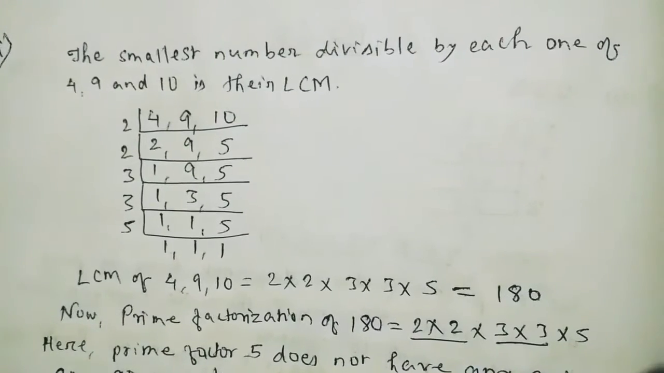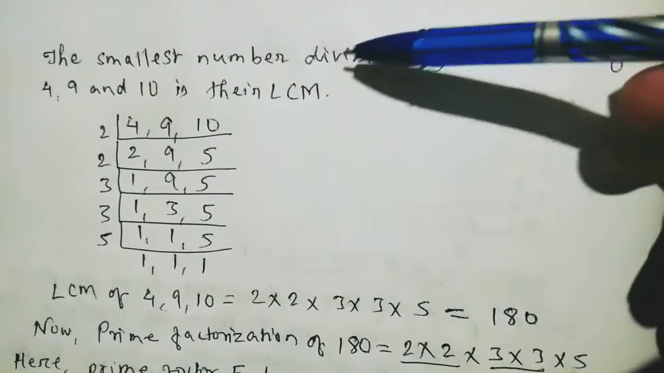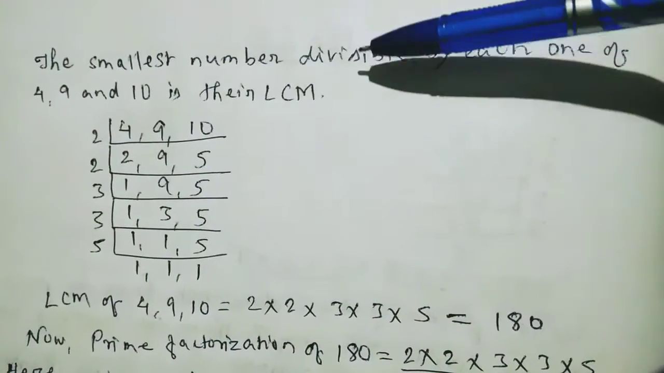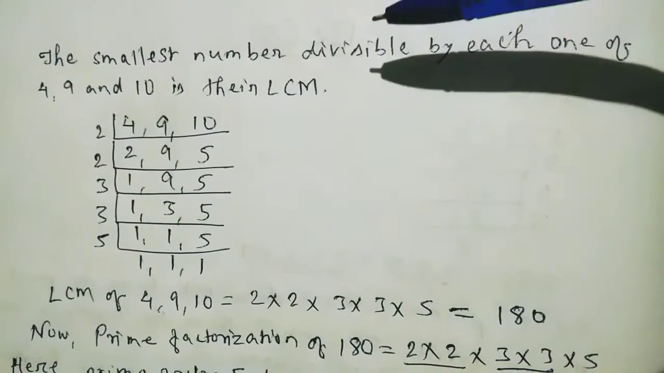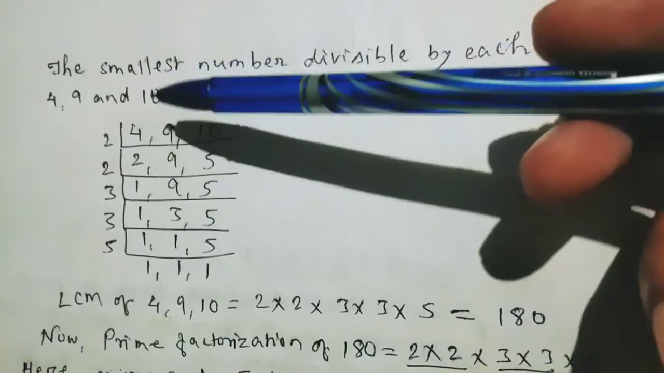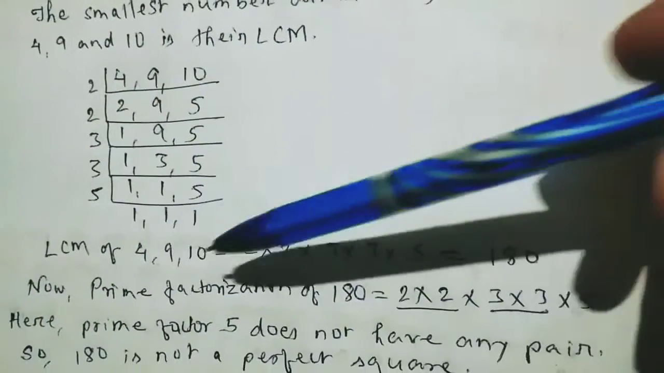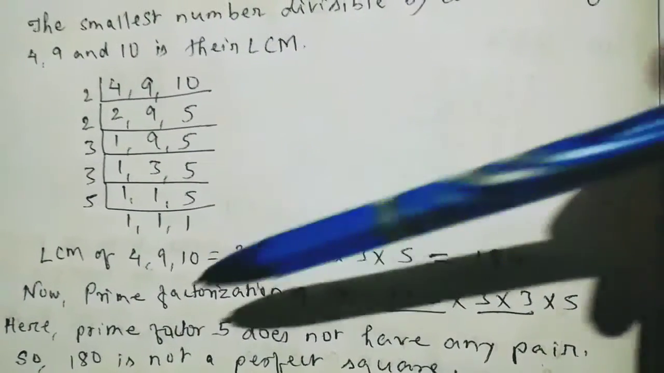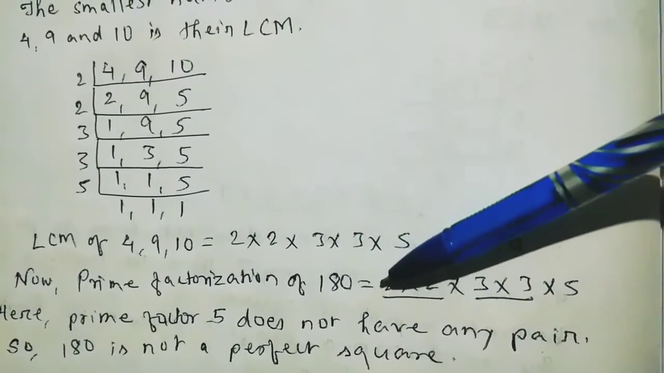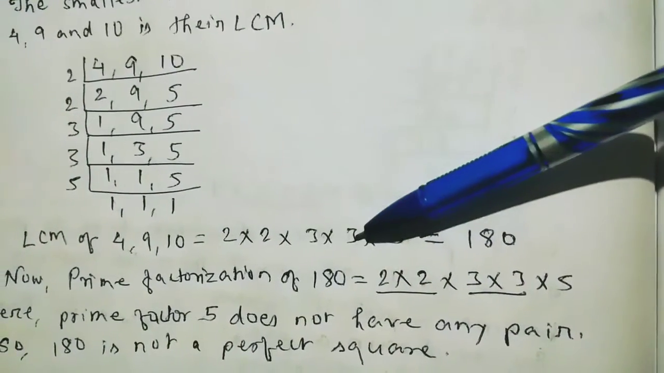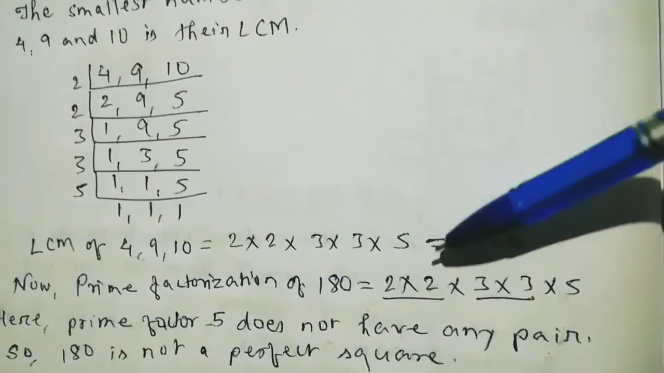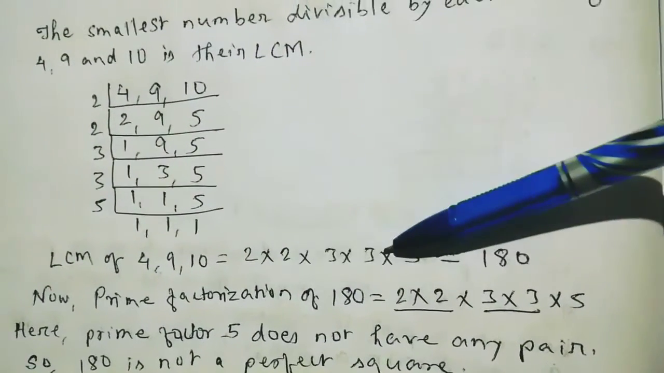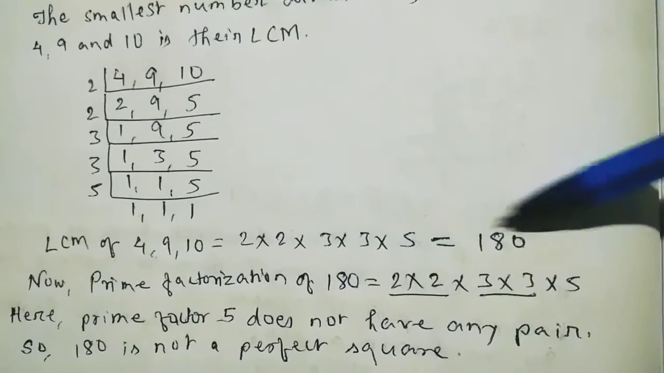So students, here you have to find the LCM of the numbers. The smallest number divisible by each one of 4, 9 and 10 is their LCM. So this is the LCM of these numbers. The LCM of 4, 9 and 10 comes to 180. Now we have to do the prime factorization of 180. The prime factorization of whatever number comes here is the same as the prime factorization of the LCM, so you have to write this one only.